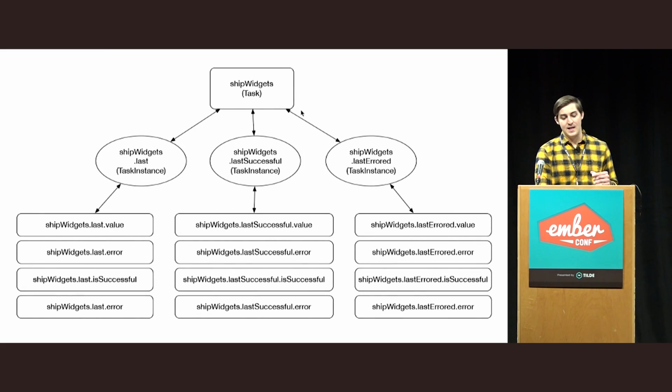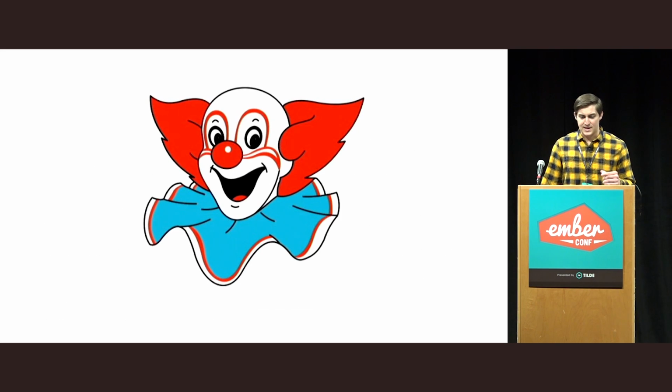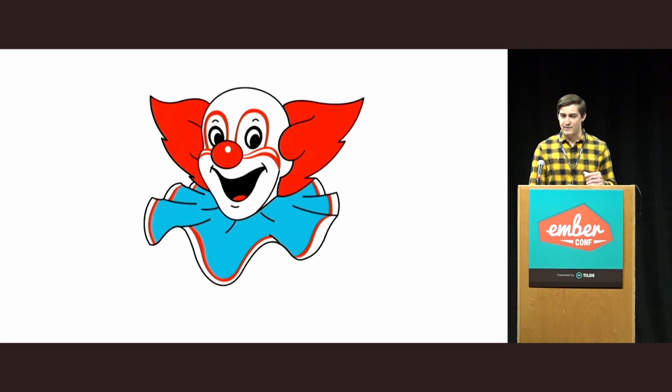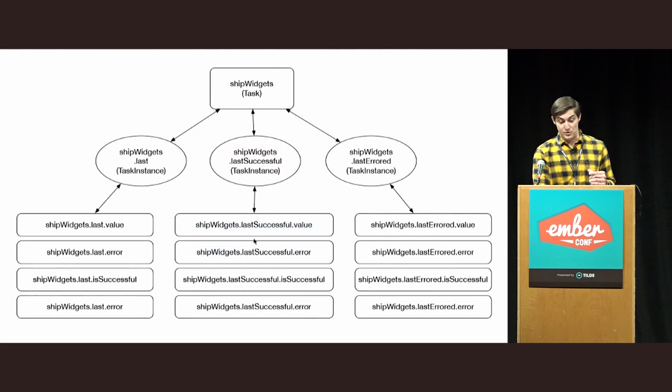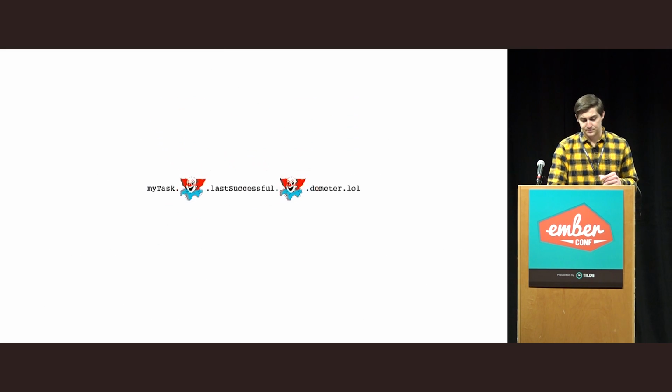These are task instances that shipWidgets, the task, will maintain a reference to, and every task instance has a value, and error, and is successful, and so on. So is this Clown Town? Have you flipped the bozo bit on what I'm saying? Am I really expecting you to learn all this stuff? Well, really, I'm expecting you to maybe, if you're interested, learn two properties on a task and a few properties on a task instance, and mentally construct that matrix in your head of which piece of data you actually want. But right, at its worst, you end up with code that looks like this.